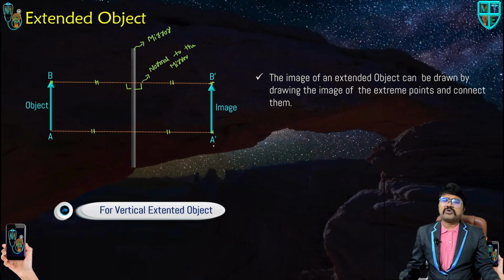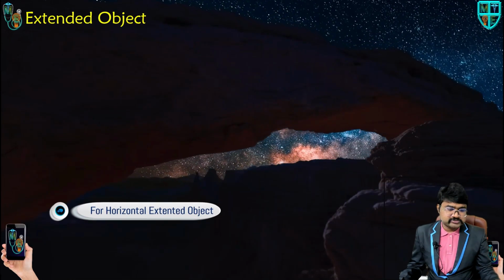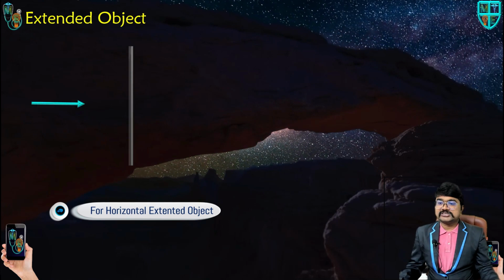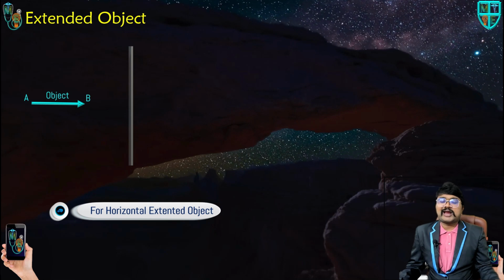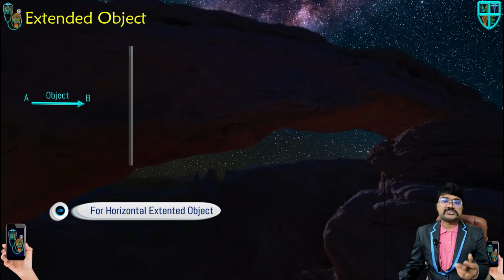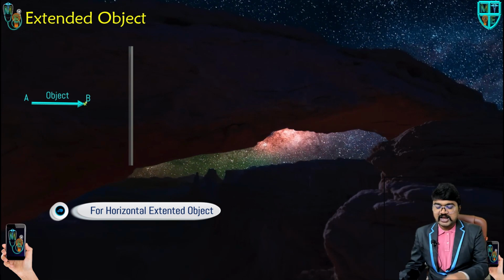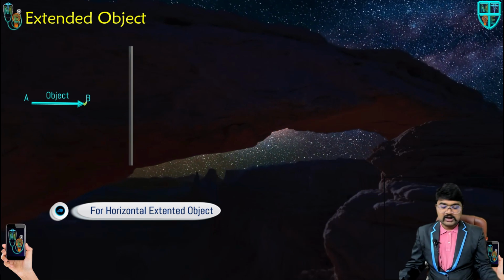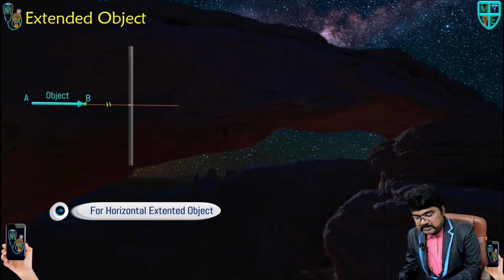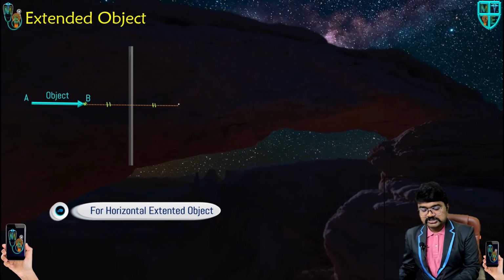We can see some more cases. If it is horizontal extended object, in what manner you will be drawing? It's the mirror. So here this is the object. So what kind of image will be formed for this particular case? Same procedure will be applying. From point B, you will be drawing the normal to the mirror. You have drawn the normal, then these two will be exactly same. I'll be drawing the normal from here, then you will get this point.